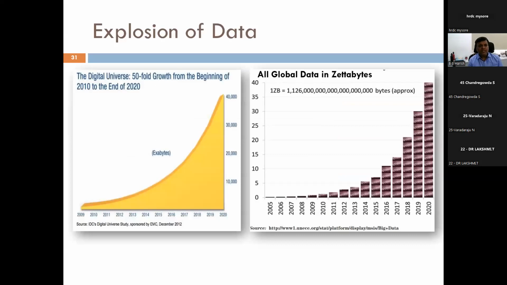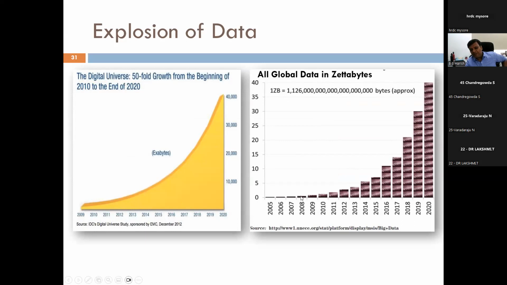Right. So see, this is what it trends. The digital universe is growing almost 50 folds, and you can see this statistics. So what type of graph is it? If you see from 2005 to 2020, it is hardly 15 years of time, and approximately 1 ZB, that is zettabytes, of data has been generated.